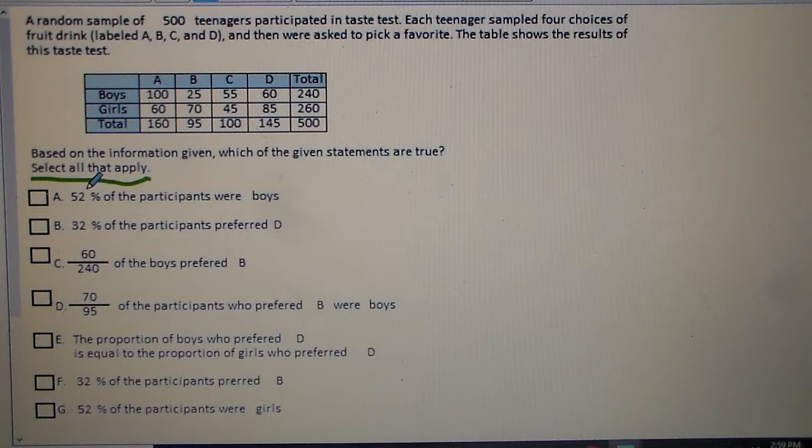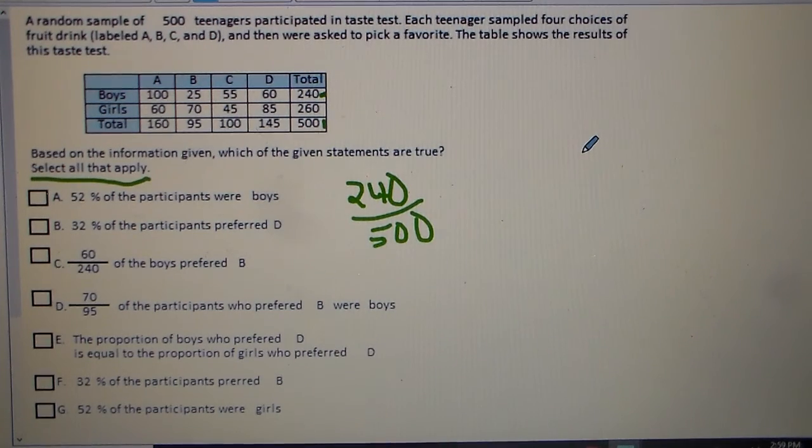So the first statement says 52% of the participants were boys. So that means of the total amount of boys, 240, we divide it by the total, 500, so 240 divided by 500. We're going to see that's a little bit less than 50%. Probably put it in the calculator anyway. 240 divided by 500, and we see that it's 48%. 48% is not the same as 52%. So I'll put a little X just to mark that we already went over A.